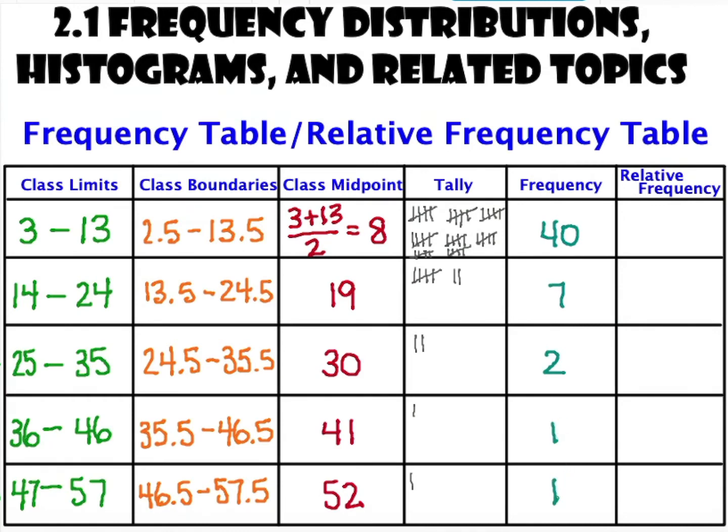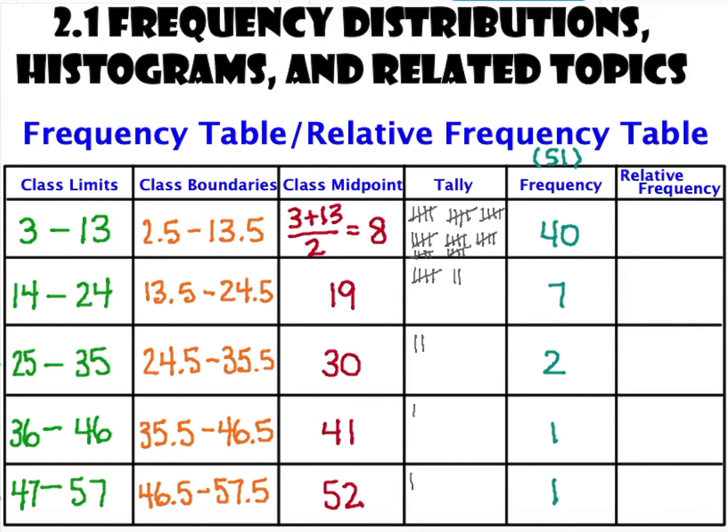And I always like to check to see what that adds up to make sure that I did my counting correctly. So 40 plus 7 plus 2 plus 1 plus 1 is 51, which shouldn't worry me because 50 states plus DC, 51. Excellent.